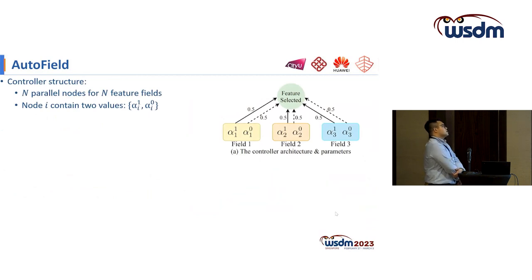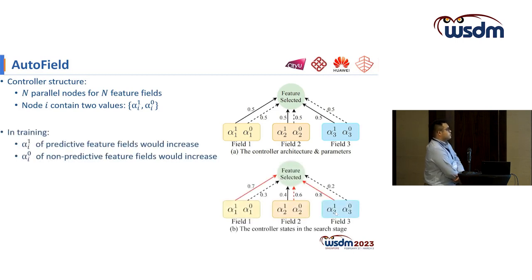And for the controller structure in AutoField, the search space is defined as n parallel nodes for n feature fields. That's to say, for example, here are three feature fields and three parallel nodes. Each node contains two values. The first is alpha 1i, which represents the probability of selecting this feature. And the second is alpha 0i, which denotes the probability of dropping this field.